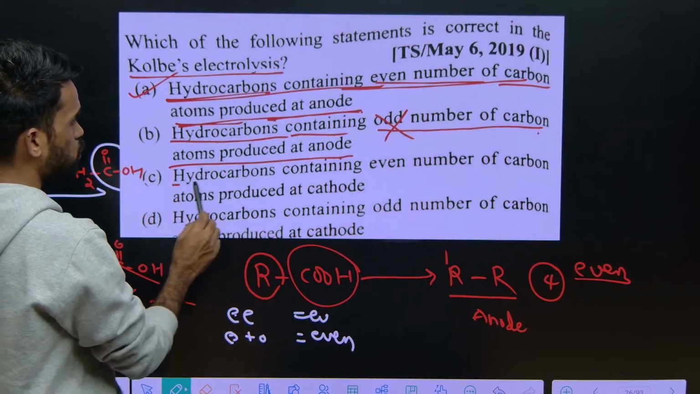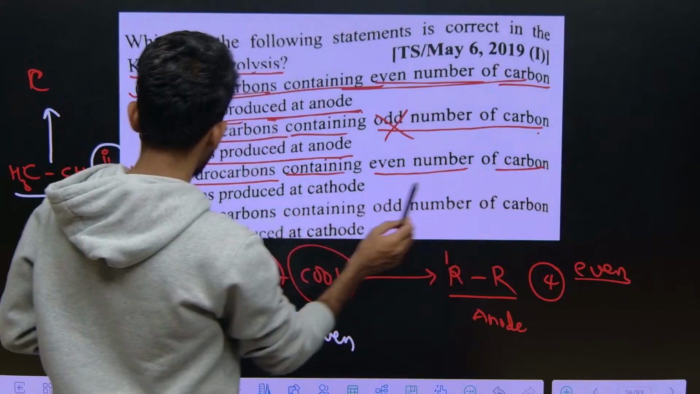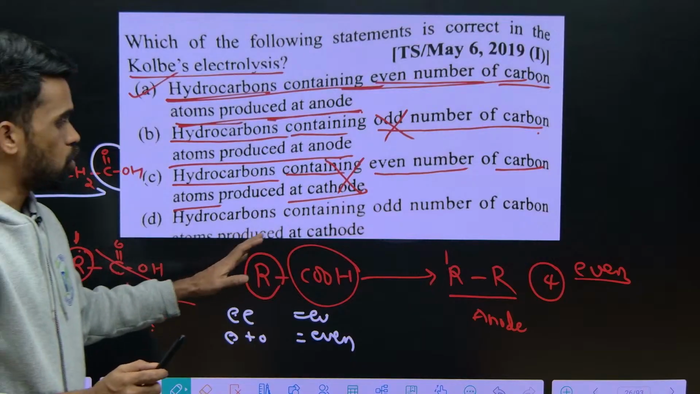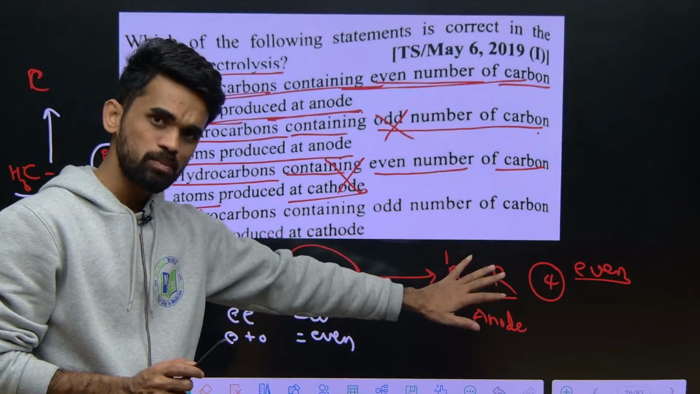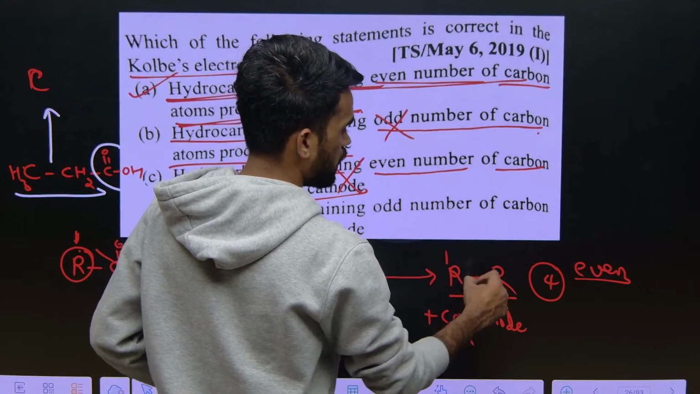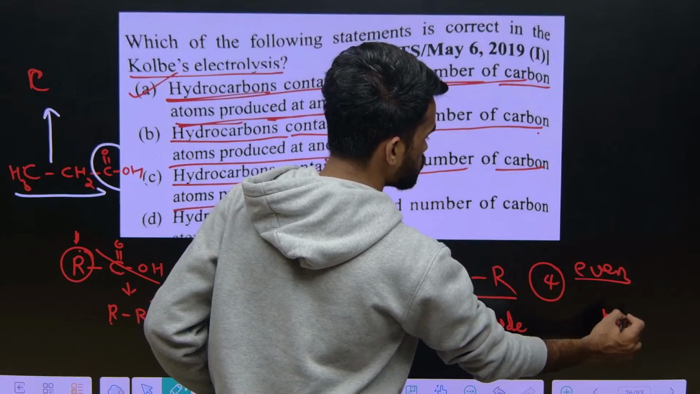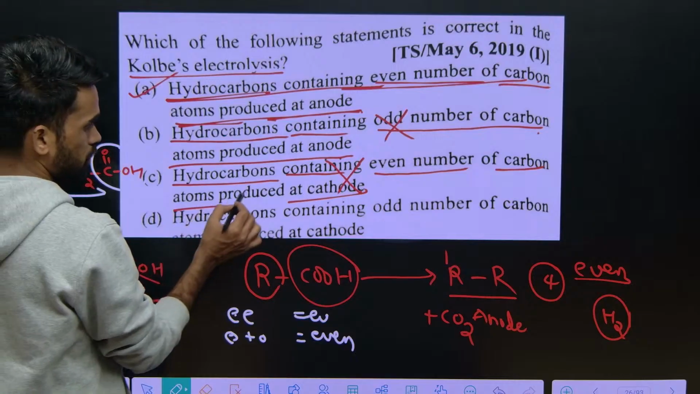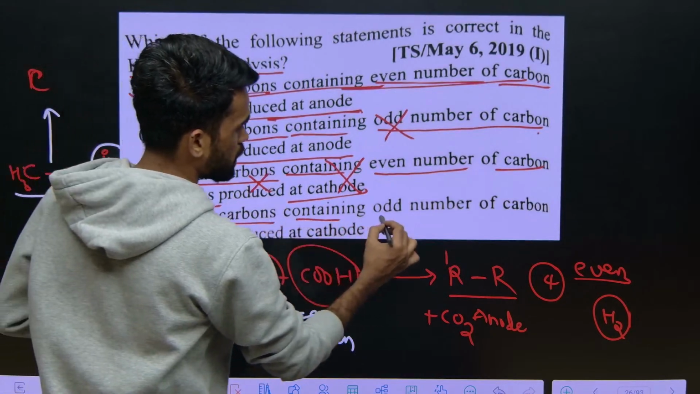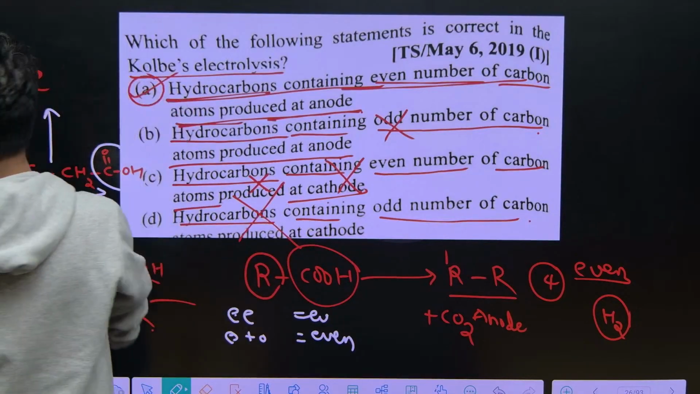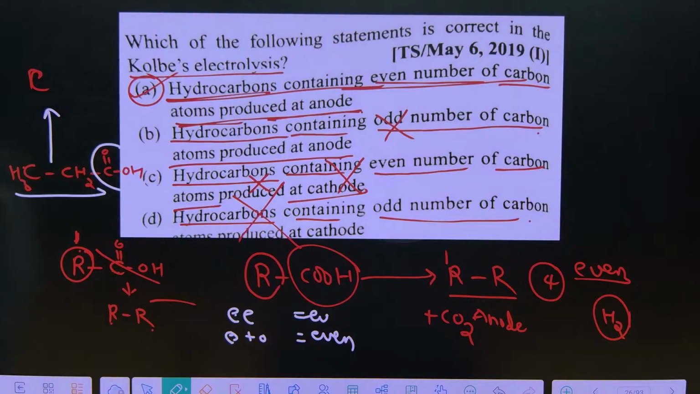Okay, next: hydrocarbons containing an even number of carbon atoms are produced at the cathode. No, this is also incorrect. In Kolbe electrolysis, we know the hydrocarbon is a product formed at the anode. Along with this, CO2 gas is also released at the anode. At the cathode, reduction takes place and forms H2 gas only. Next: hydrocarbons containing an odd number of carbon atoms produced at the cathode. No, this is also incorrect. So only the first option is correct for this particular question. Okay, hope the discussion is clear.